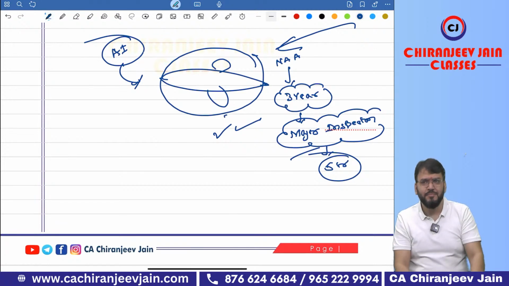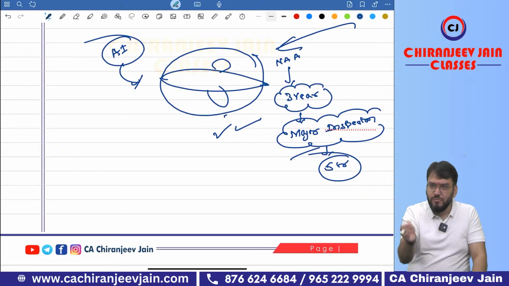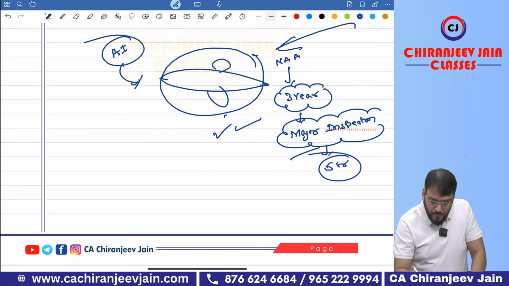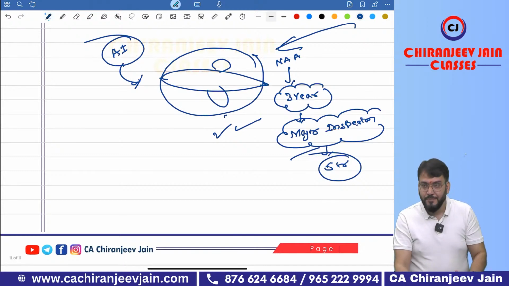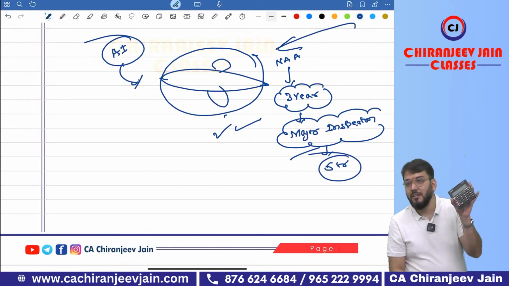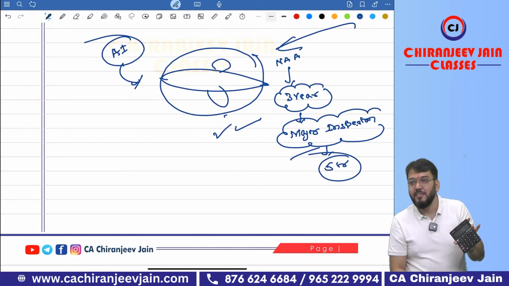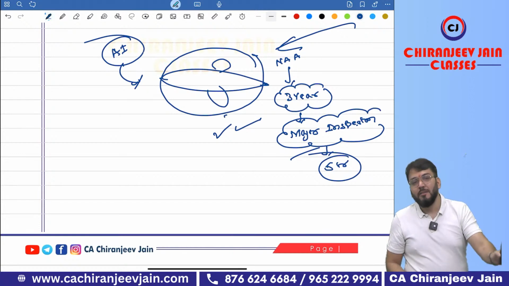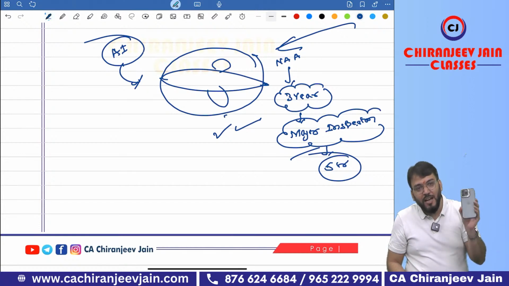100% correct? Understood? What's your doubt? Arey, we purchase the asset for long purpose only. I am using this calculator for the last 10 years. I will never sell anything. I purchased this mobile, my wife is saying dispose. I will say 7 years left.